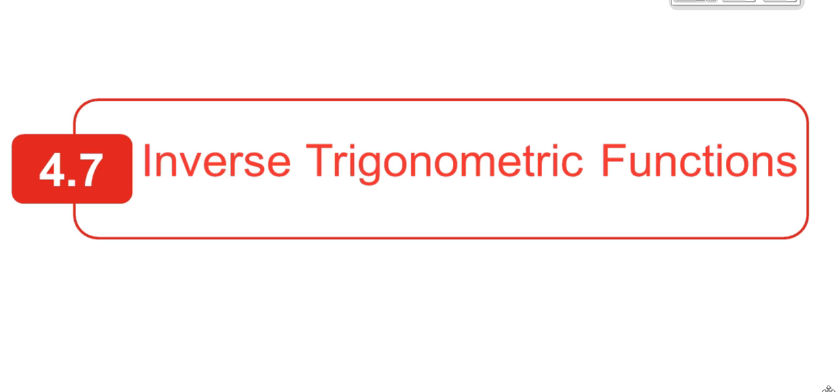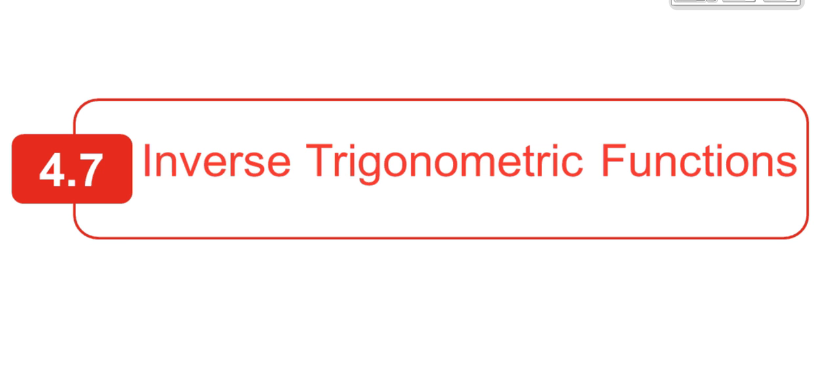This is a recording for pre-calculus, and this is 4.7 inverse trigonometric functions. We've talked about inverses before, and we've talked about inverse functions. If you remember, for a function to have an inverse function, it has to not only pass the vertical line test, but also the horizontal line test.